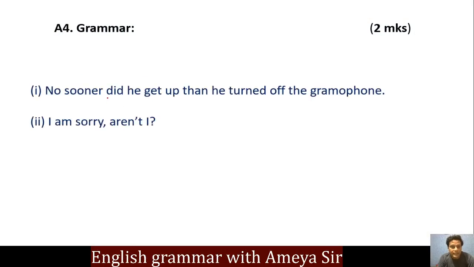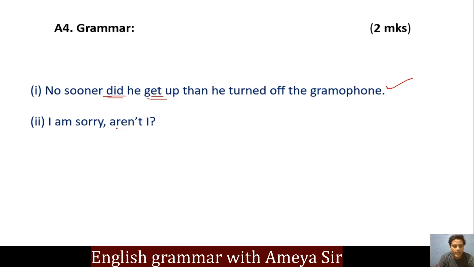No sooner did. Guys, let me know, did you use did correctly? And if you did use did correctly, then did you change the got to get? It should be present tense after did. No sooner did he get up than he turned off the gramophone. Guys, let me know in the comments. Please be honest and tell me if you did this. Just writing did is not enough. You should change that got to get. After did, you introduce the present form.